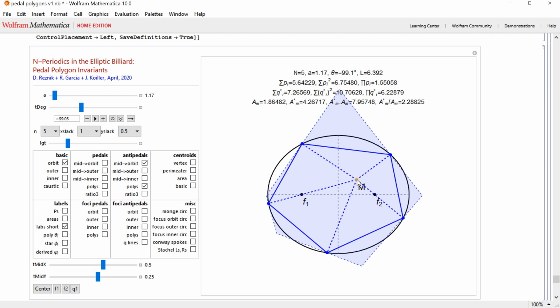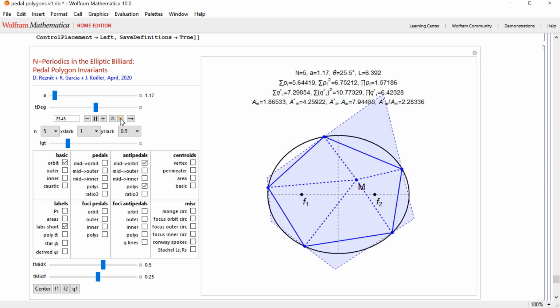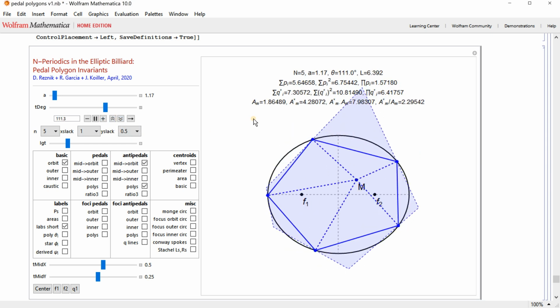I take a point M somewhere on the plane, and I'm going to draw construction lines to each one of the vertices of the 5-periodic. And then I'm going to draw perpendiculars to these construction lines, and these are going to form this outer dashed polygon, which we call the antipedal polygon. I can animate that, and we can see it evolving.